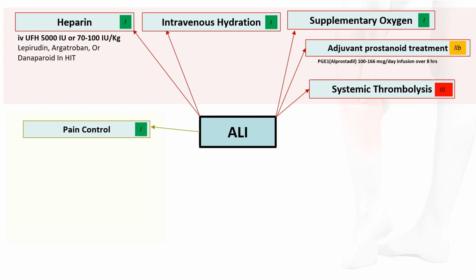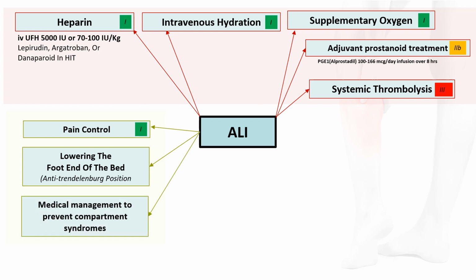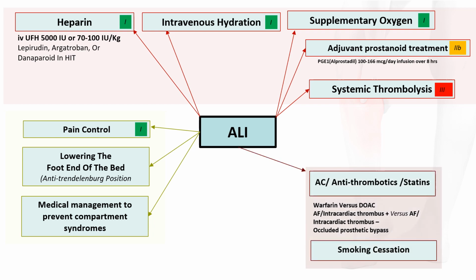Now, these patients would also require pain control, and you can consider lowering the foot end of the bed, as well as management to prevent compartment syndrome. Post your CDT or surgery, depending upon the clinical status of the patient, the continuation of anticoagulants, antithrombotics or statins depends upon the underlying etiology. So if the patient has AF or an intracardiac thrombus, or an occluded prosthetic bypass, these are the patients who definitely require anticoagulation. Smoking cessation also becomes vital in this subset of patients.